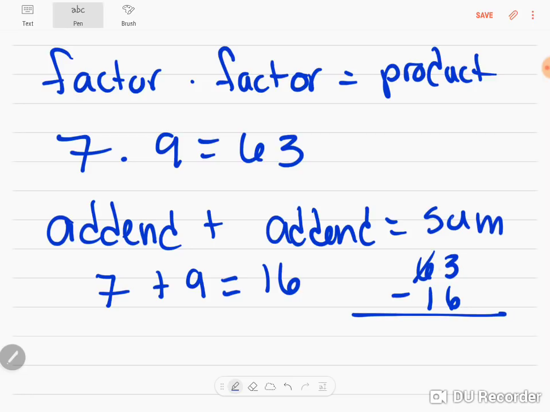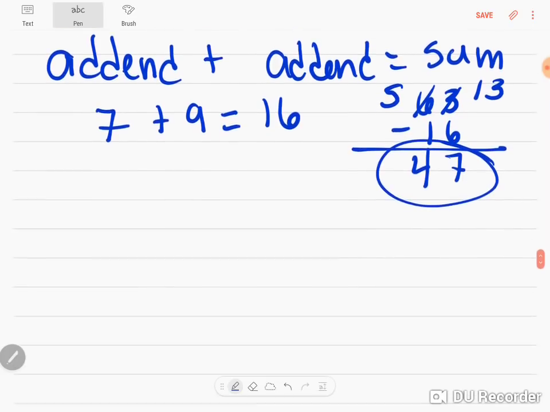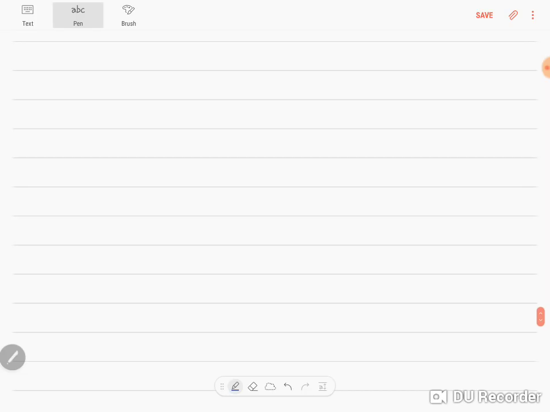I need to borrow from the 6. That becomes a 5. This becomes a 13. 13 minus 6 is 7. 5 minus 1 is 4. 47.